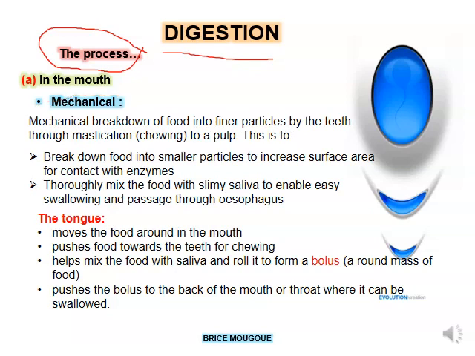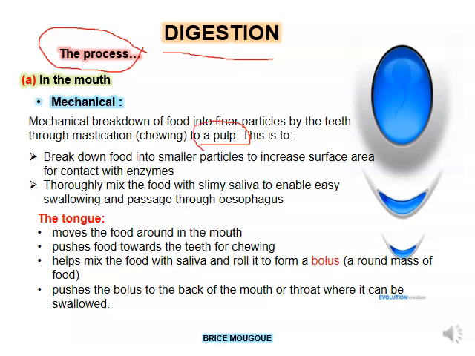So mechanical digestion in the mouth, what happens? It involves the mechanical breakdown of food into finer particles by the teeth through mastication, which is chewing. And you'll realize that the teeth can't break down food if there's no muscles involved. So the muscles around the mouth or the jaws also assist in this mechanical breakdown. So we have two things here, the muscles and the teeth, which physically break down food by chewing. And the food is broken down to a pulp to make it soft.